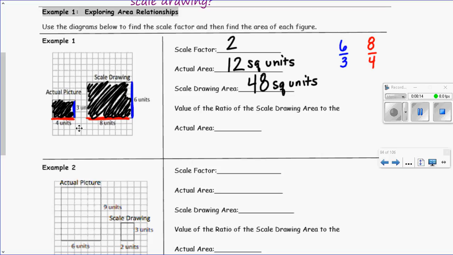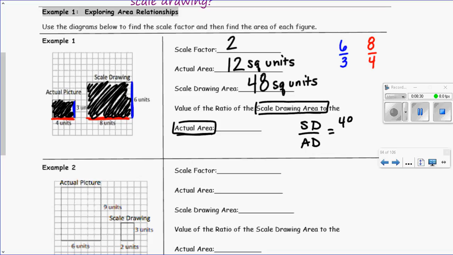Okay, now what I want you to do is look at the value of the scale drawing area to the actual area. So remember, scale drawing to the actual drawing. So that means the scale drawing goes up top and the actual drawing goes on the bottom. So the scale drawing area was 48 and the actual was 12. So the ratio of the scale to the actual is 4 times. The area is 4 times bigger.